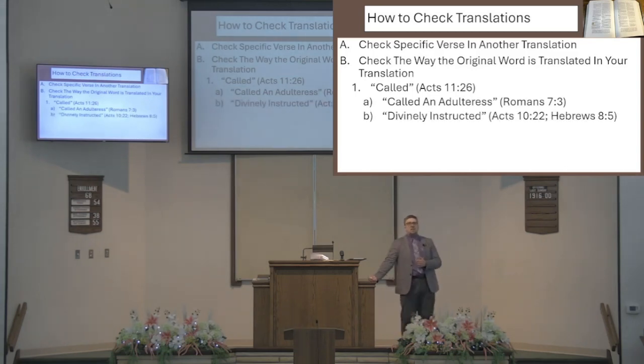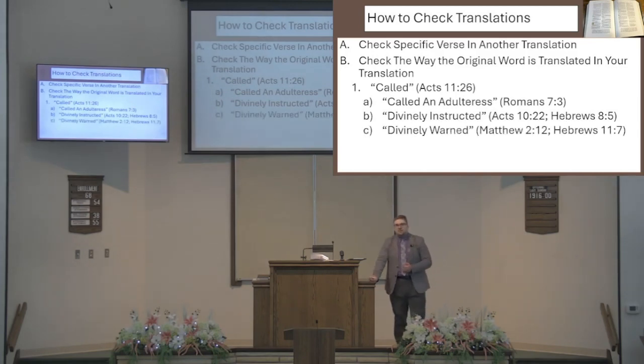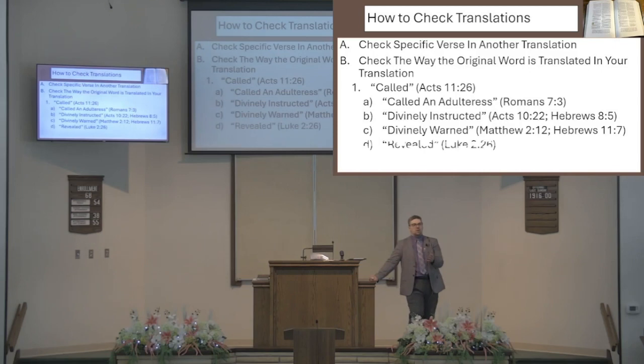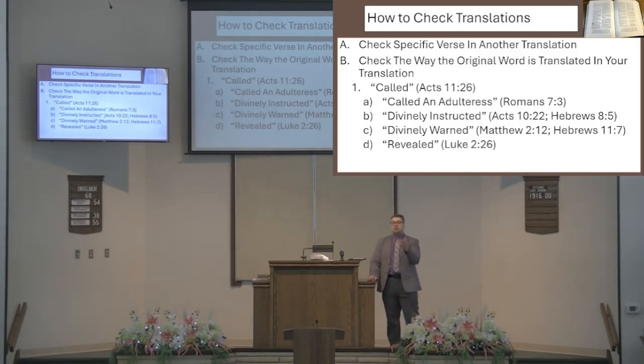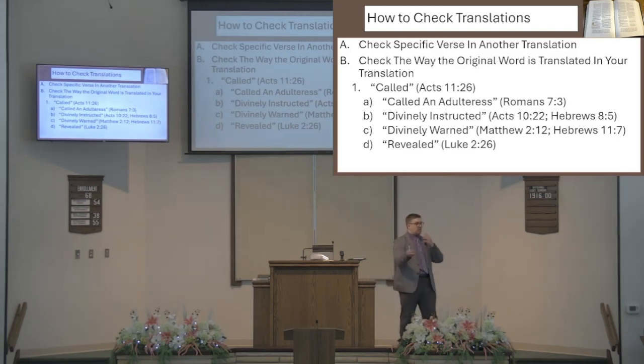In Acts 10 and in verse 22 and in Hebrews 8:5, it's translated divinely instructed. In Matthew 2:12 and Hebrews 11:7, it says they were divinely warned. And then in Luke 2:26, that word is translated revealed. As I begin to study the word, what I understand is the way this word called is used is it has to do with being called or stated by God. So when I come to Acts 11:26, they were first called Christians at Antioch. It wasn't Paul, or then Saul. It wasn't Barnabas that called them that. It wasn't some term used by those around them. It was something they were called by God. Now I understand what it means.